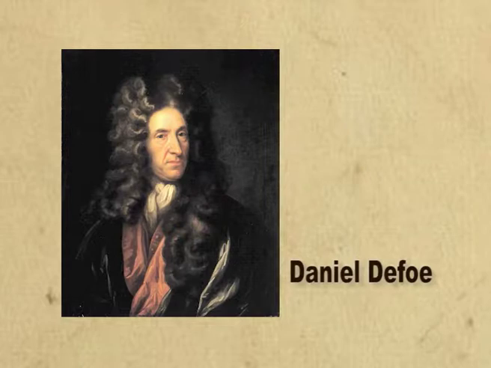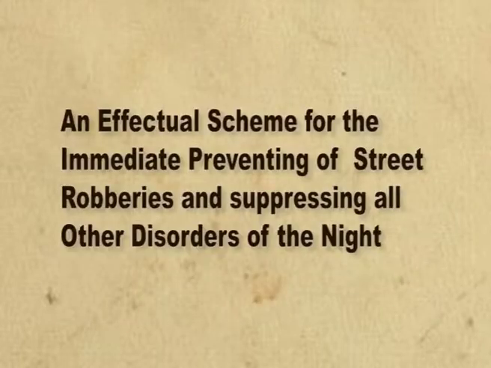In 1730, British novelist Daniel Defoe wrote an essay entitled An Effectual Scheme for the Immediate Preventing of Street Robberies and Suppressing All Other Disorders of the Night, wherein he recommended that taking the pulse of a suspicious fellow was a practical, effective, and humane method for distinguishing truthfulness from lying. Defoe's was an early and insightful suggestion to employ medical science in the fight against crime.